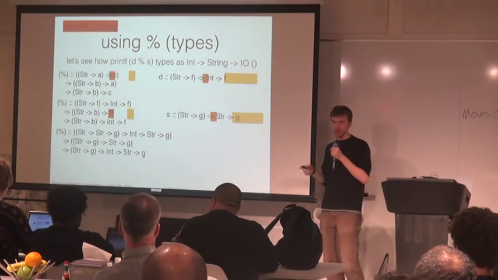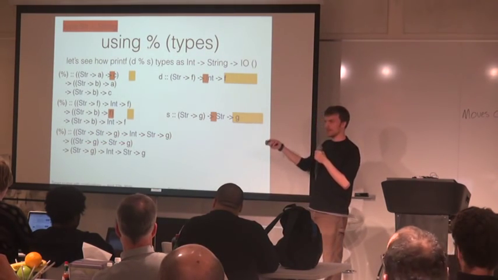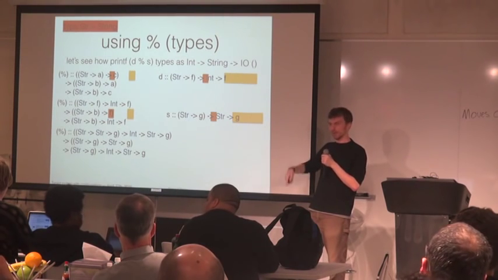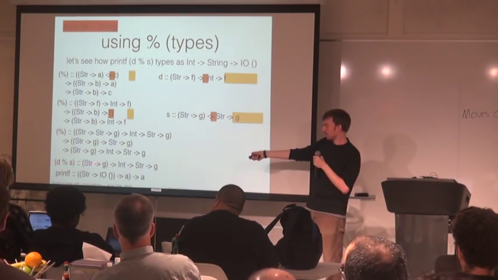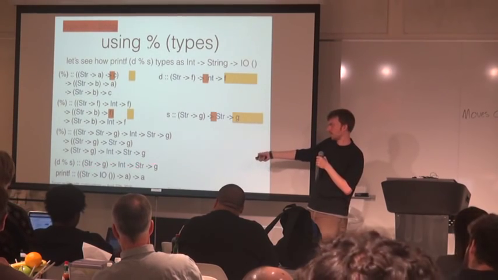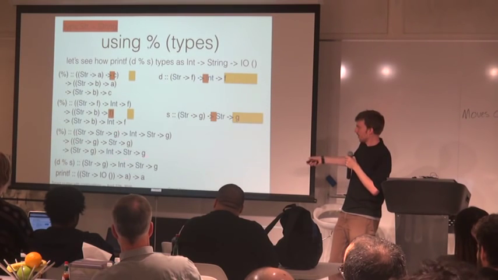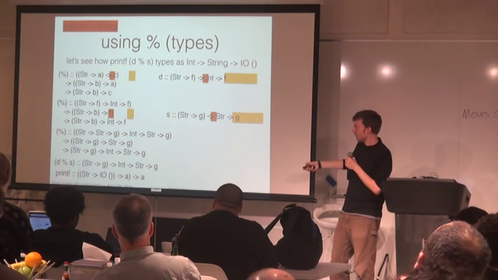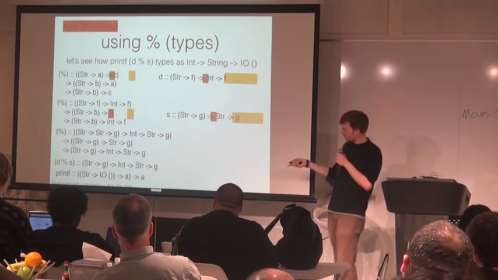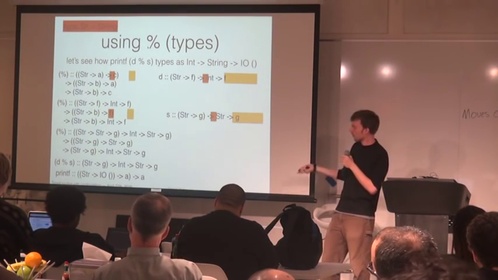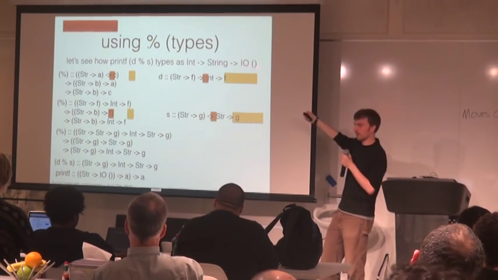But what we can remember is that we've dealt with these first two arguments. We've already made the match. We don't care about them. What we care about is what we get back, which is just the last line. So d percent s is just a str to G to int to str to G function, which is still a reasonably sized function, but it's quite a bit smaller than that. And so printf, from way back at our definition, we said was a std IO to A function. So we want to figure out how applying printf to this format gets you an int to std IO.